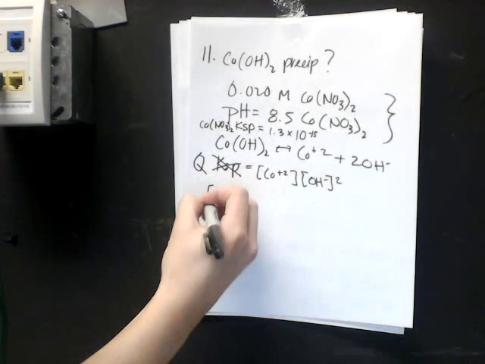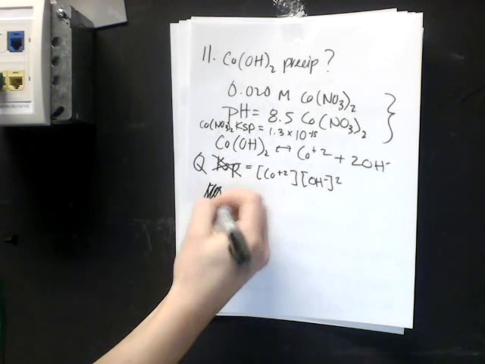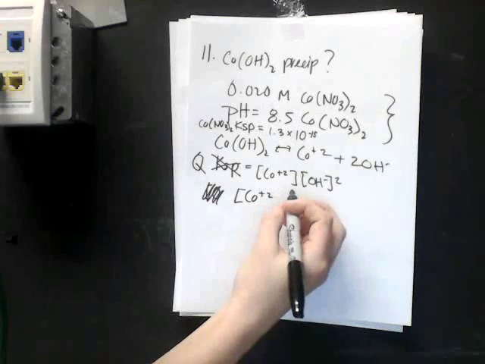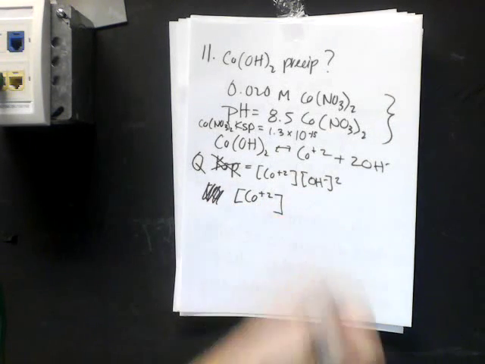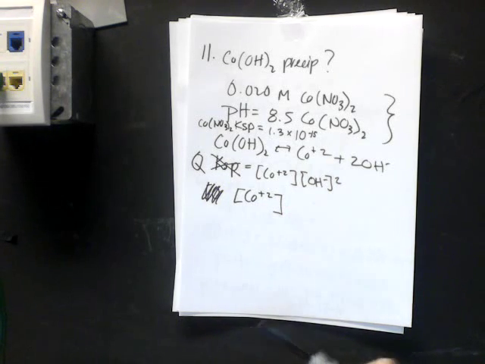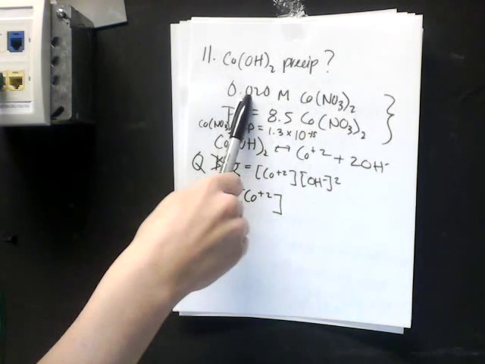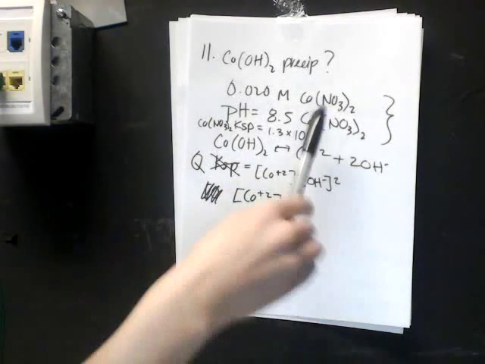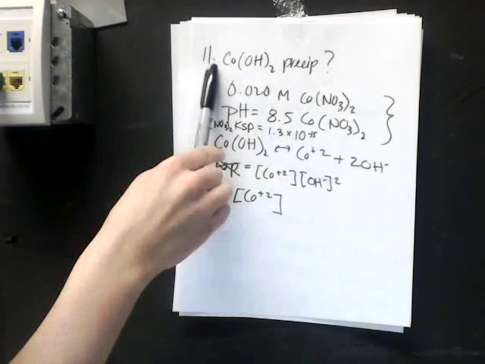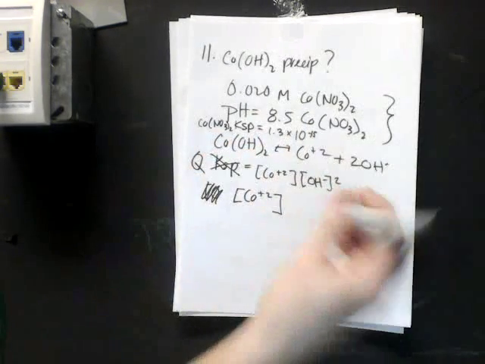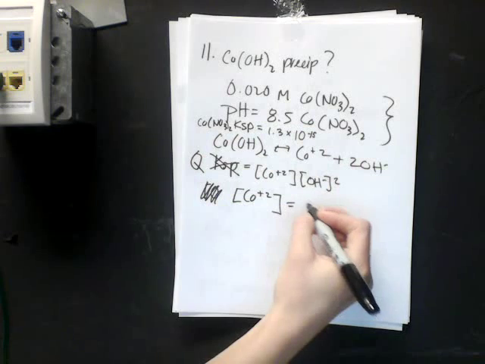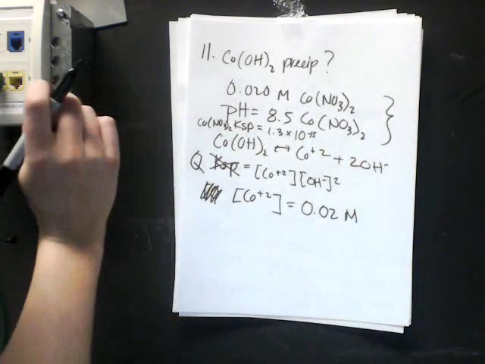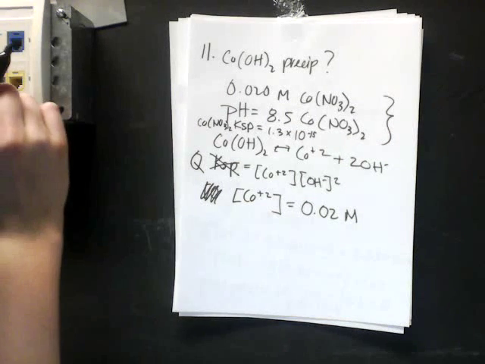So we're going to say that cobalt 2 plus is equal to what's given to us in the problem. Why is it equal to what's given to us in the problem? Because 0.020 molar of cobalt nitrate is the same thing. Cobalt 2 plus, there's only one cobalt here, there's only one cobalt here. So that means my concentration of that will be the same as what's given in the problem. Common ion means it'll have the same concentration.